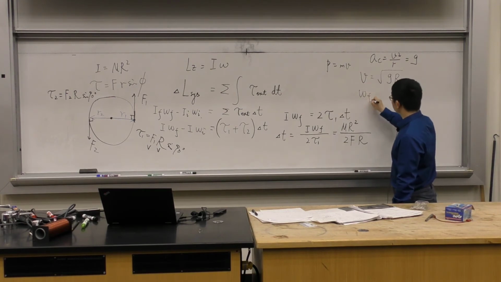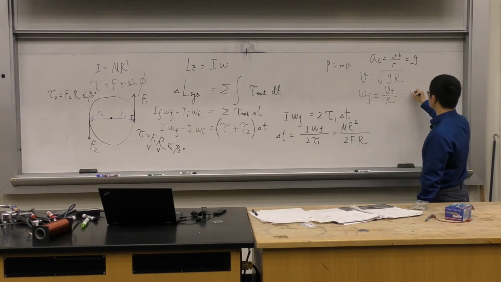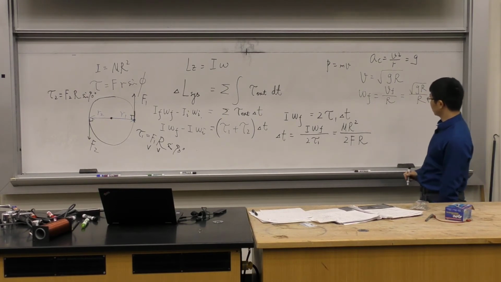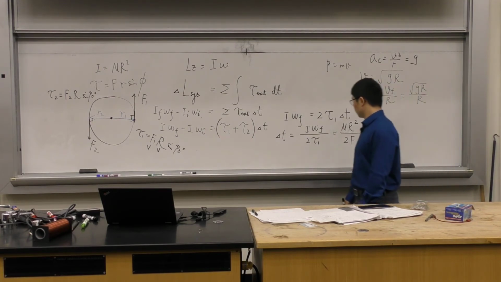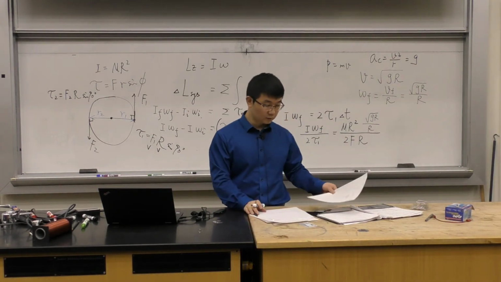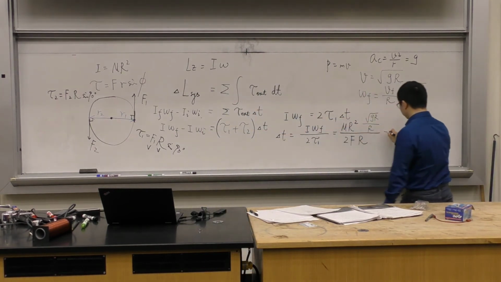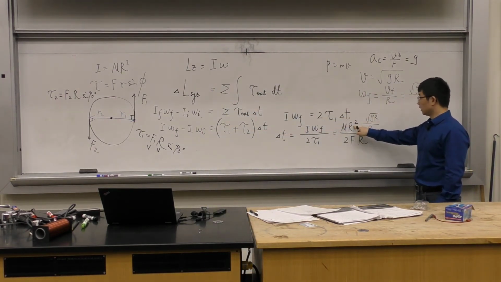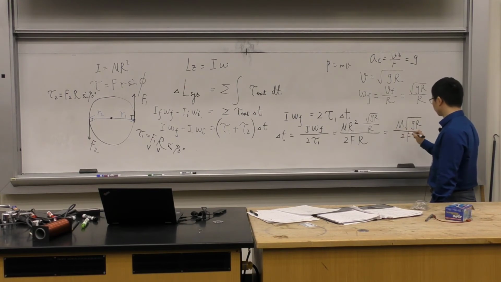So omega final is going to be this thing divided by the radius of this rotating object. Now plug it in, okay? So then at the end, you see a lot of things cancel out, right? You will just get this r cancels one power of this r, and then it's going to cancel this r. So at the end, you will get m g r divided by 2f.